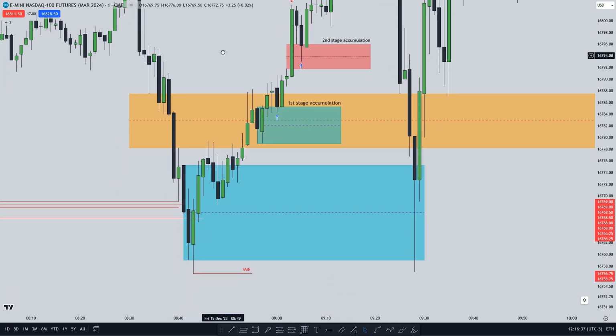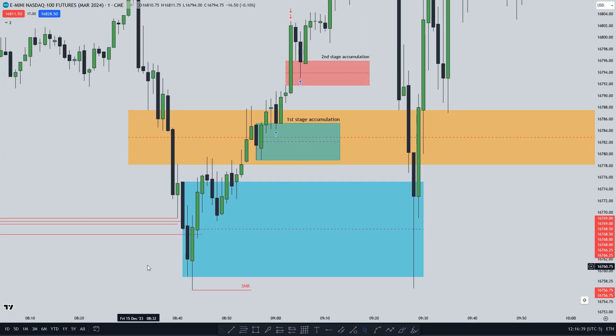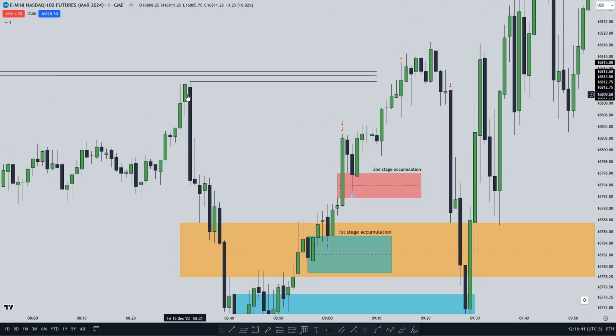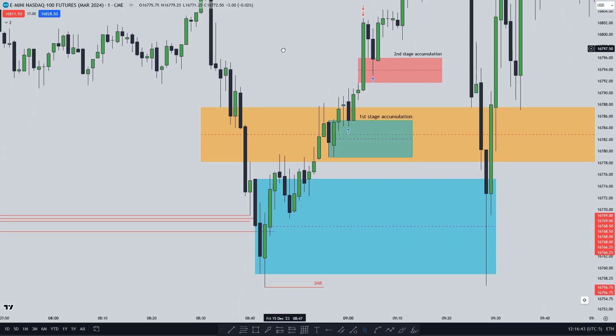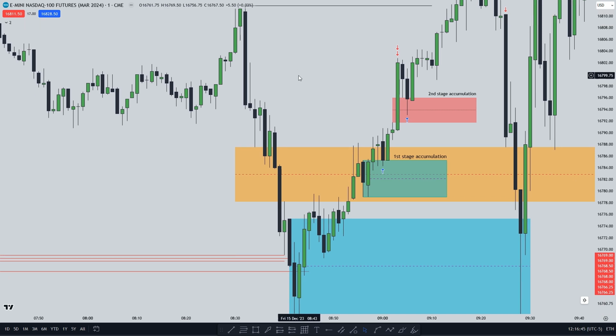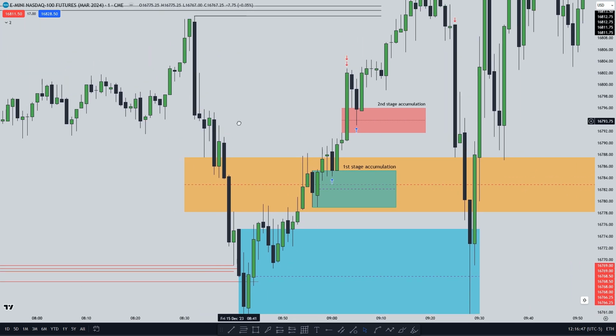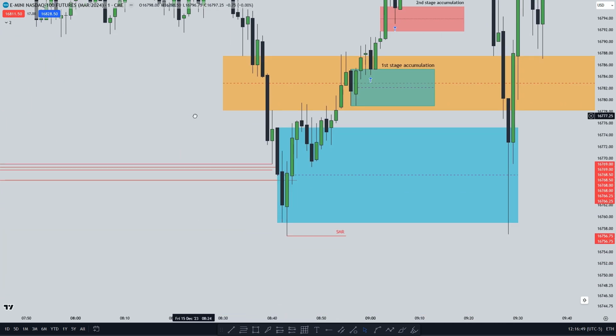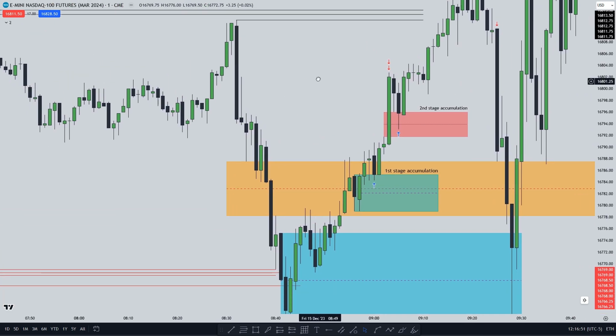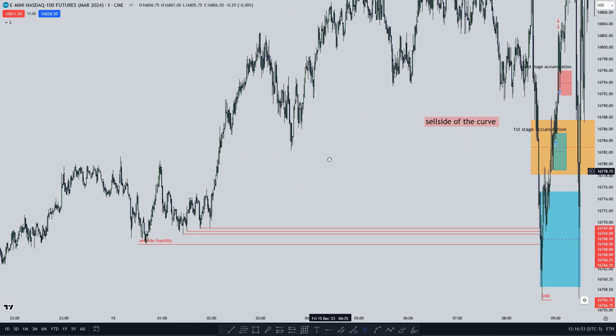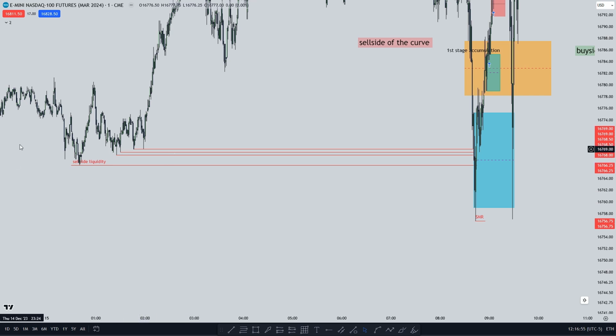There's a lot of people that get confused if all the concepts on the market maker buy model also work on the market maker sell model. And I can assure you all the concepts that I've used here can also be used on the market maker sell model. And just a short example of this large expansion, you can see we come all the way down and take out this low resistance liquidity area.